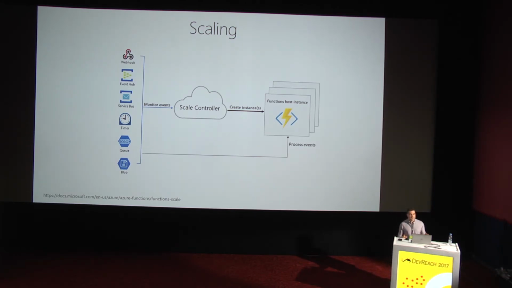This is very dependent on the trigger that you have. So if you have a queue, the scale controller will look at the queue length. And if the queue length is already increasing, that's a signal that probably, okay, let's introduce another instance. And so the scale controller will try to balance those things out.